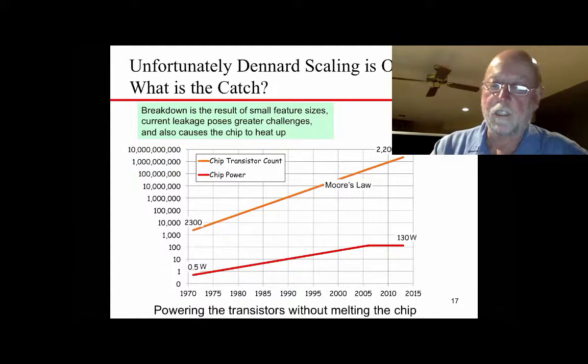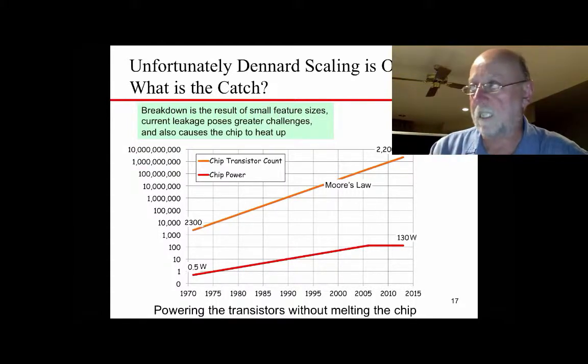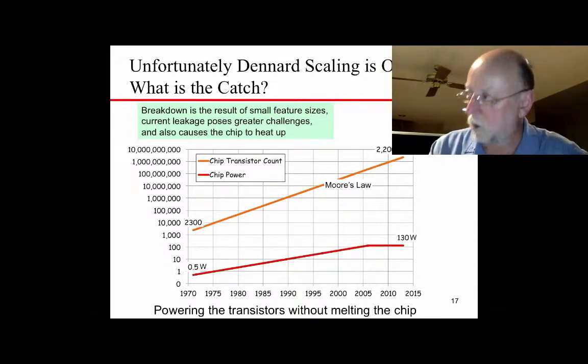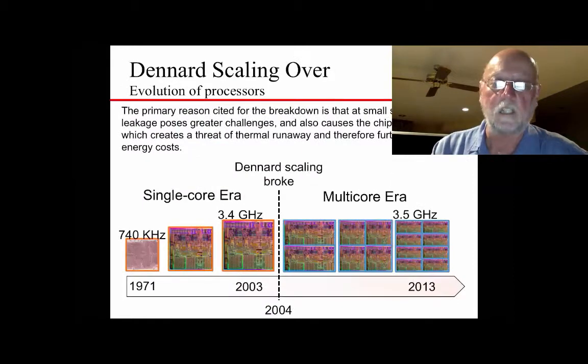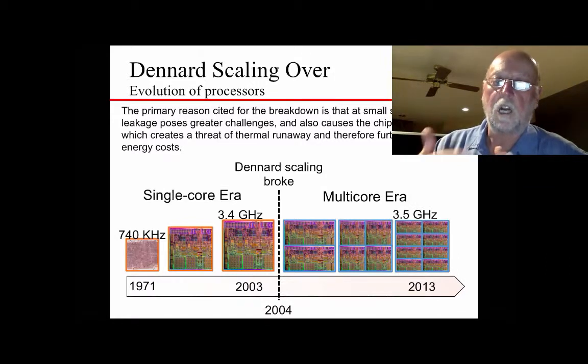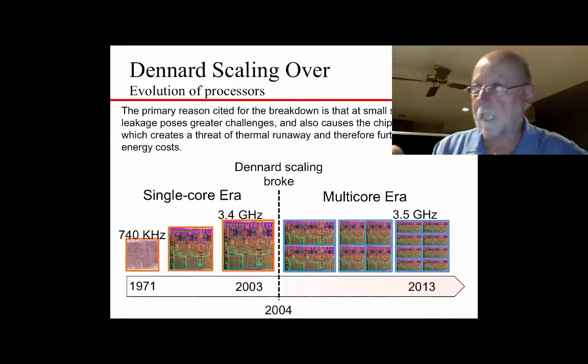So powering the transistors without melting the chip has really been an issue, and unfortunately Dennard scaling is over. But Dennard scaling with Moore's law has been the big deal over recently, and now that Dennard scaling is over, those transistors are being put to use in terms of giving us additional processing capability. So the clock cycle time is basically stuck because of Dennard scaling.